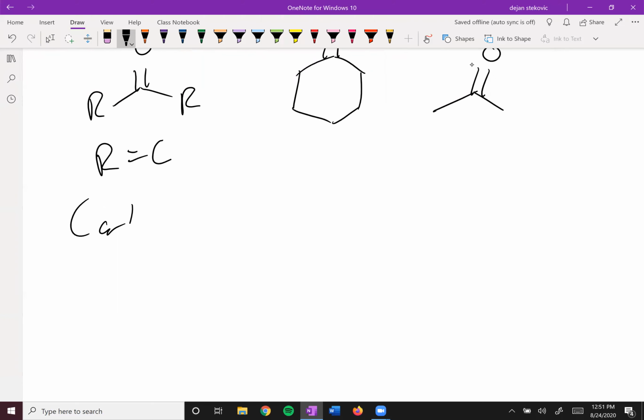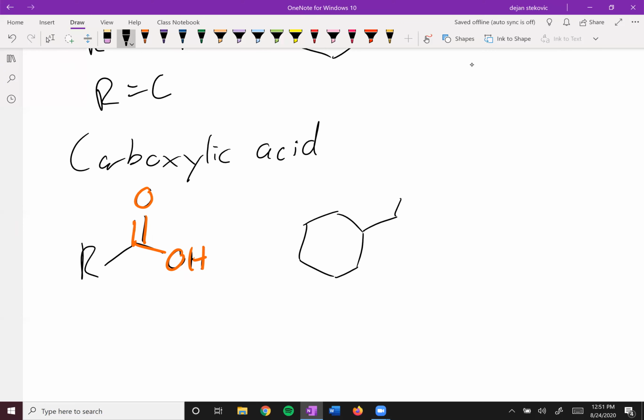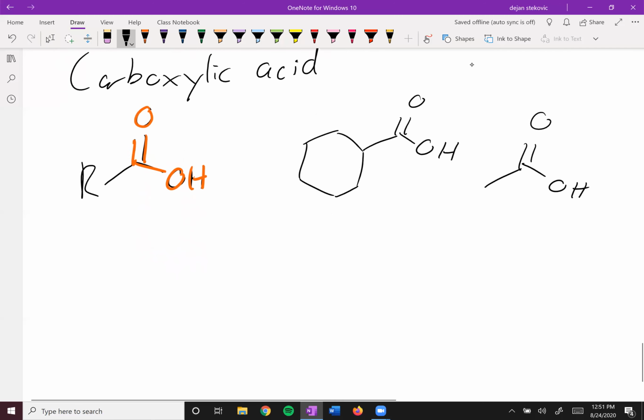Next up, we can have a carboxylic acid. A carboxylic acid, again, has some kind of functional group, carbon-oxygen double bond, but now we also have an OH here, right? So this is a carboxylic acid group. This is not an alcohol. They are two completely different things. And so your R group can be all kinds of different things. You can have something like this or something just like this. The simple one over here is acetic acid, right? So we've seen that in lab before.